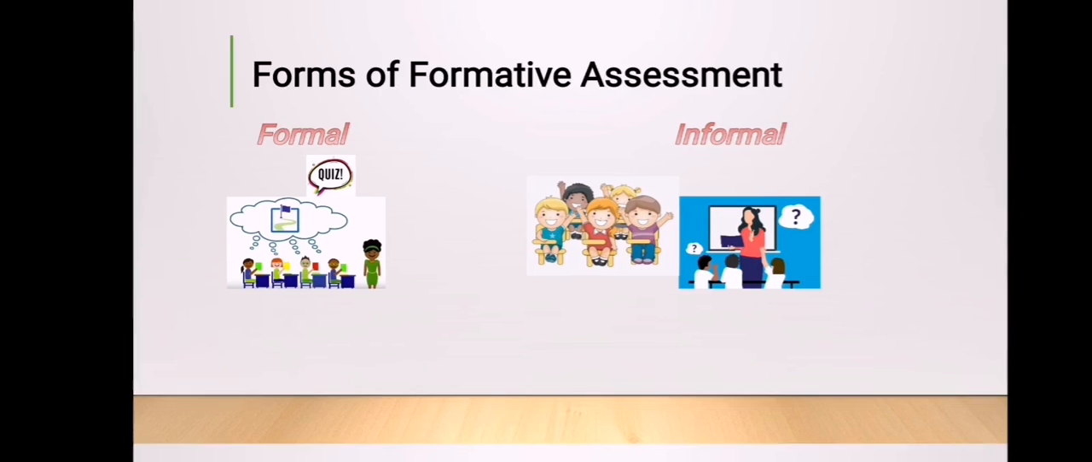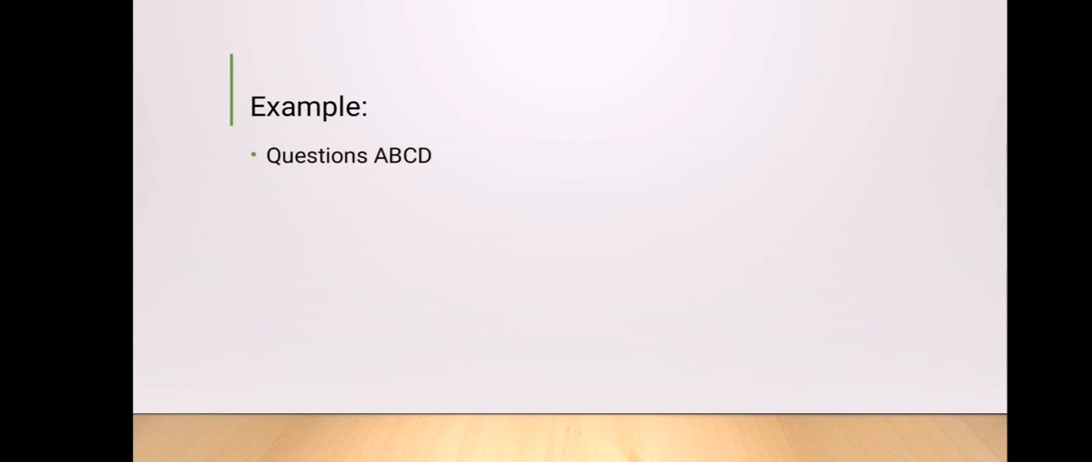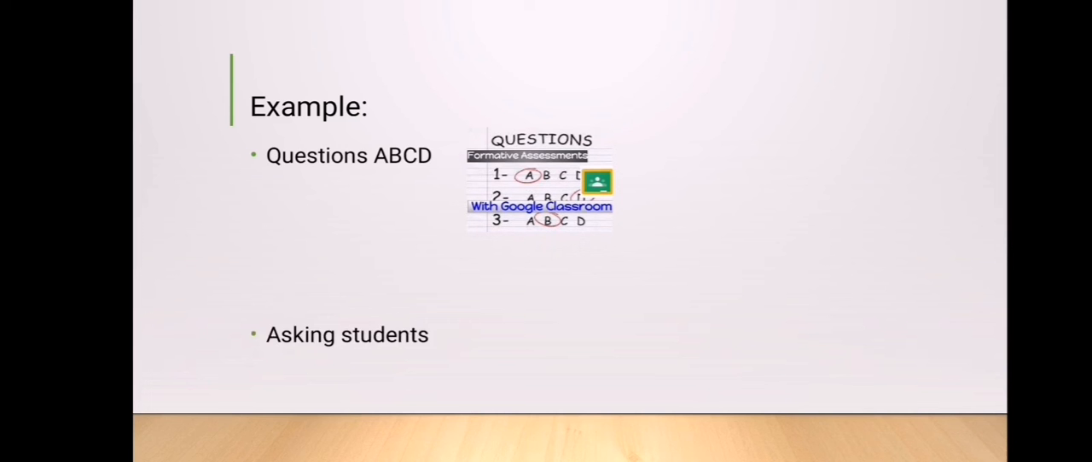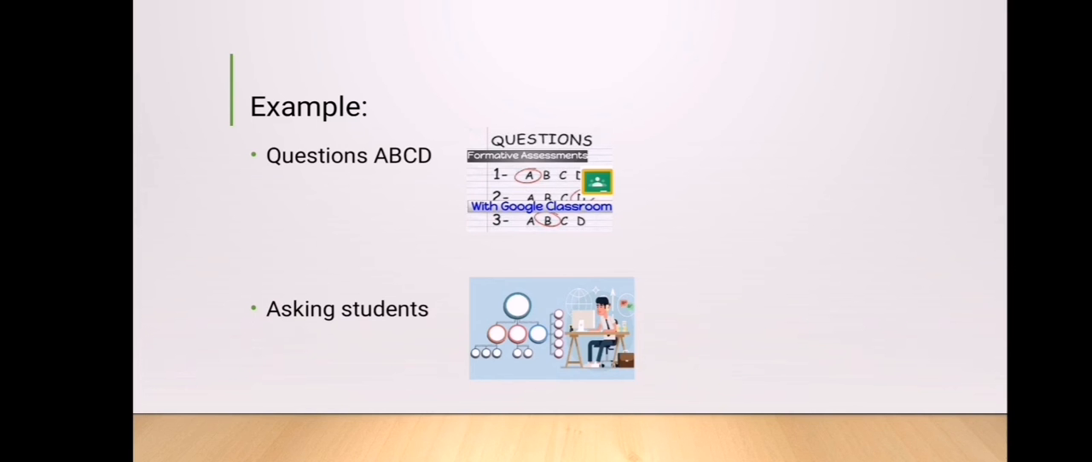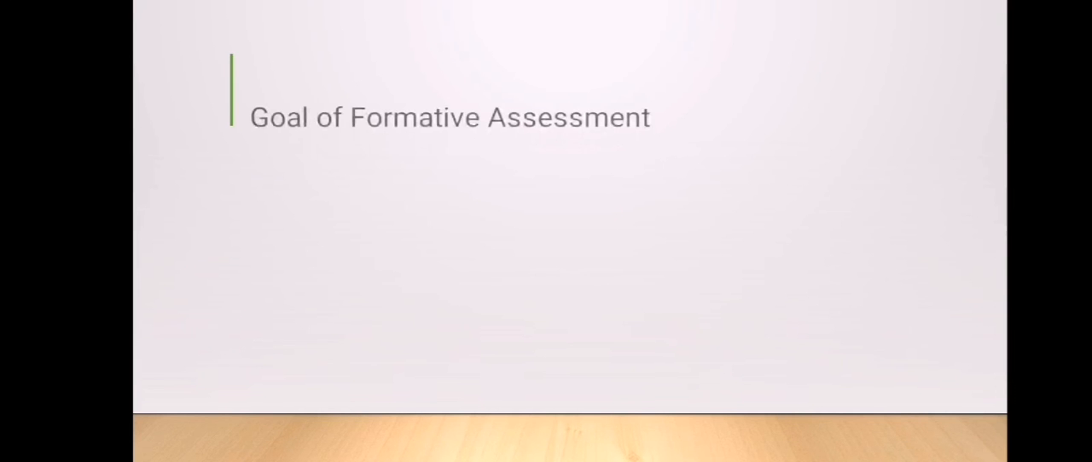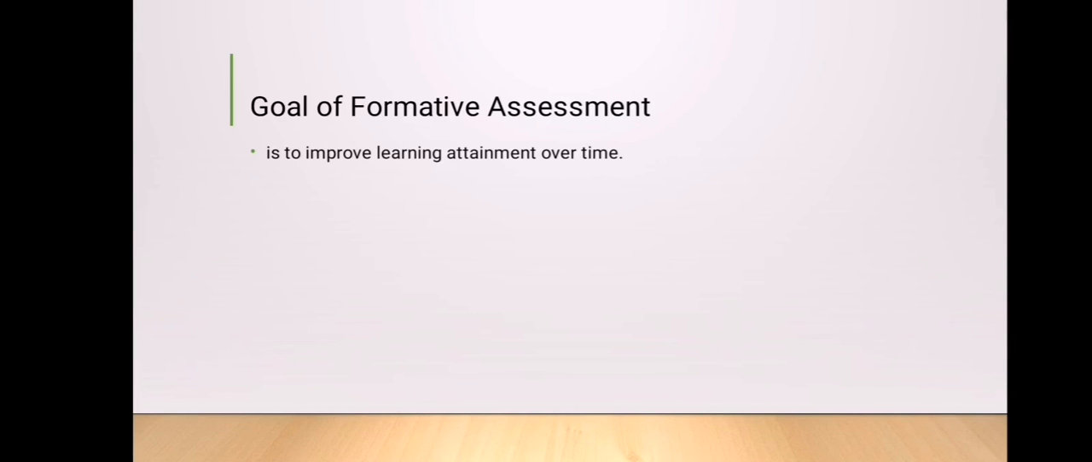Let's say, for example, the teacher will give the students questions A, B, C, D so that she will know if the students have understood the discussion about the lesson that she is discussing. Another example is the teacher asking her students to draw a concept map in class to represent their understanding of a topic. So the goal of formative assessment is to improve learning attainment over time.